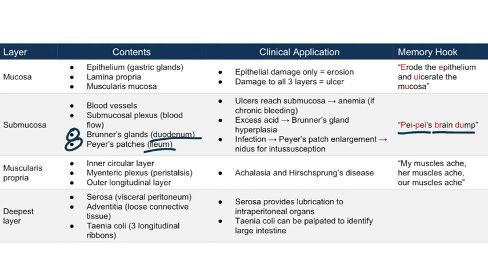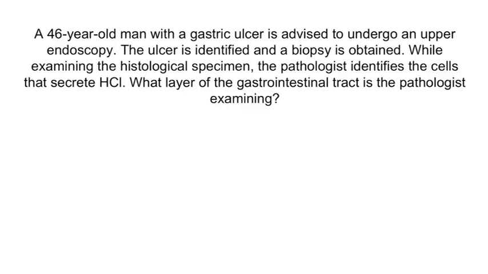Pepe's brain dump. So P for Peyer's patch, and the I for ileum. So Pepe's, Peyer's patch, ileum. Moving on to the next part, Brunner's glands. Brain for Brunner's glands, and dump for duodenum. So Pepe's brain dump. And for this, I just like to think of a medical student named Pepe who is doing a lot of brainstorming, and she needs to do a brain dump. So Pepe's brain dump. Okay, now let's do a question to apply what you've learned so far.